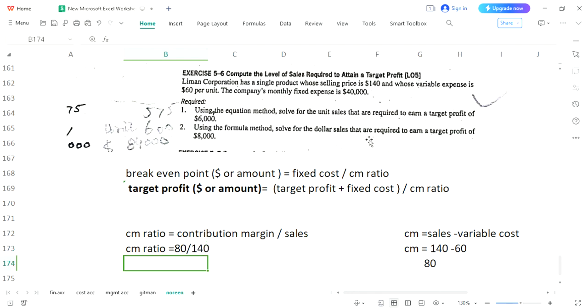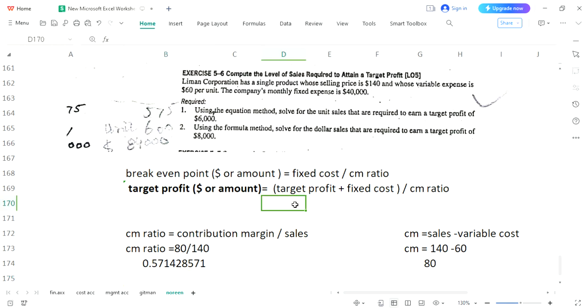Alright, now put it on your calculator. 80 divided by 140. So our CM ratio has also been arrived. Your contribution margin was 80 and your sale price was 140. This way you have calculated your CM ratio. Okay, now we can complete our formula as well.